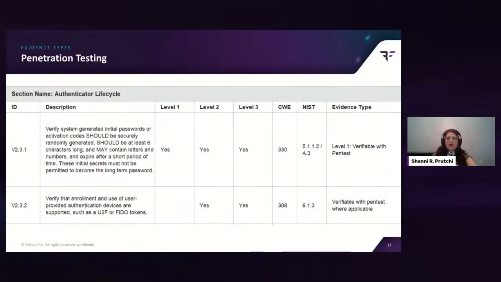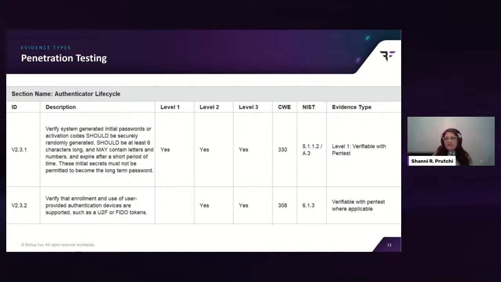So some examples of requirements that call for penetration testing, and this is when the spreadsheets will become handy. We have requirements 2.3, 2.3.1, and 2.3.2 in the authentication lifecycle section of the authentication chapter. And you can see that 2.3.1 is a level 1 requirement. So you can see in the spreadsheet that it applies to levels 1, 2, and 3. And traditionally, if it applies to level 1, it's also going to apply to levels 2 and 3, because we're increasing in rigor. Meanwhile, 2.3.2 is level 2. So both of these can be verified with pen testing, but that need is represented differently.